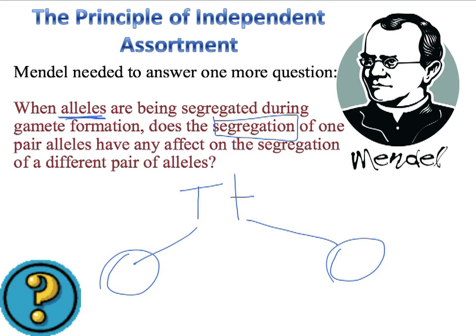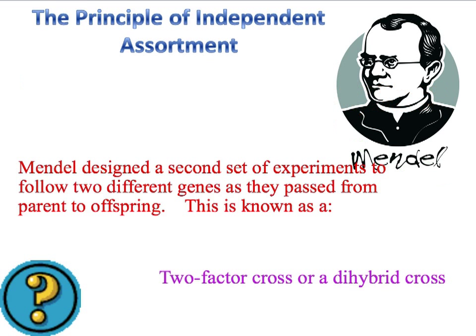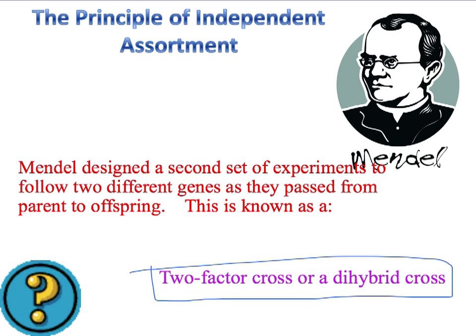Segregation would mean, are they being separated? So in this case, we're looking at Mendel and his pea plants. If he had tall plants, would they have yellow seeds all the time? Or could he produce a tall plant with green seeds at any point in time? Were they connected or not? In other words, does the gene that determines if a pea plant is tall or dwarf have any effect on the gene for seed? Mendel designed a second set of experiments to follow 2 different genes as they pass from parent to offspring. This is known as a 2-factor cross or a dihybrid cross.